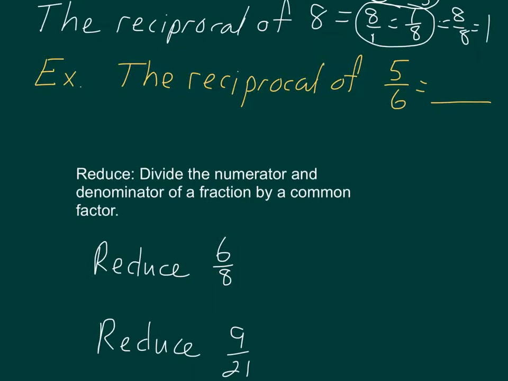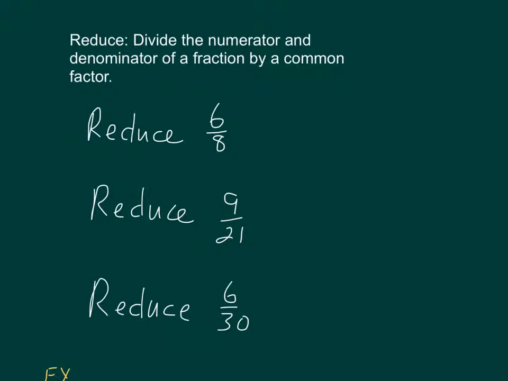All right, moving on. The next vocabulary word you need to know, so this also goes in the vocabulary section, is reduce. You need to write the definition of reduce. It means to divide the numerator and denominator of a fraction by a common factor. So if I was going to reduce 6/8, I'm going to divide the numerator and the denominator by a common factor, which means by a number that I can divide both 6 and 8 by, or a number that goes into both 6 and 8. I know that they're both even, so I could divide them both by 2. 6 divided by 2 is 3. 8 divided by 2 is 4.